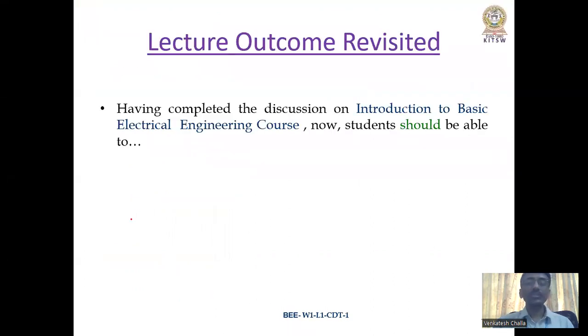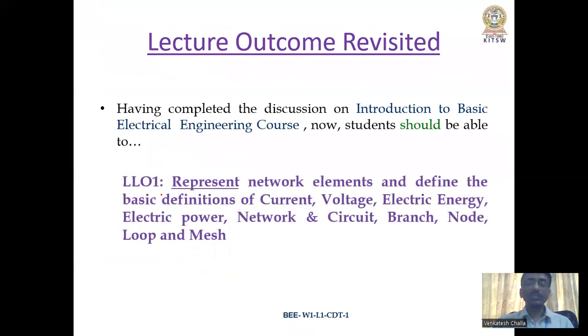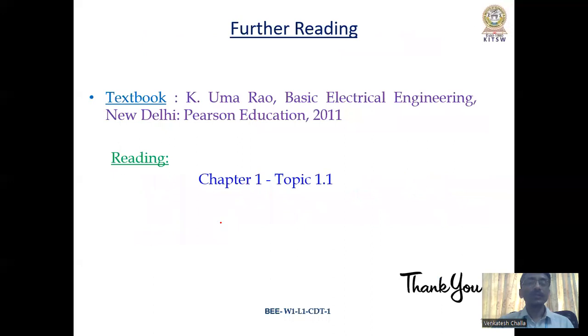So having completed the discussion, dear students, you should now be able to represent the network elements, and particularly we have seen what is current, what is voltage, electrical energy, electrical power. So refer chapter 1, topic 1.1. Your prescribed textbook is by K. Umarov, author. The book title is Basic Electrical Engineering. Thank you, students.